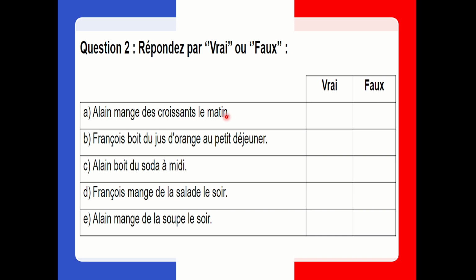Alain mange des croissants le matin. If I go back to the text, you will see that it's written in the negative form. Alain ne mange pas de croissants le matin. So, c'est faux. Est-ce que François boit du jus d'orange au petit déjeuner? You will find that it is faux. Alain boit du soda à midi? You will see if it is true.